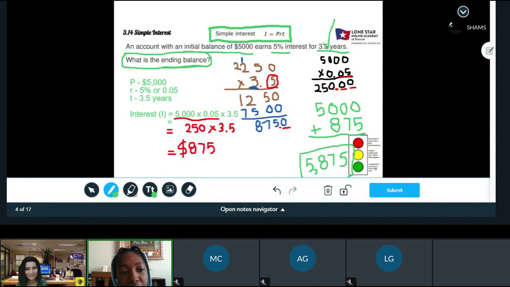Why would you add the 5,000 to the 875? Who can answer Fatu's question? Why do we add them? Ben, go ahead. Because it's asking the ending balance, and the 875 is the interest. Plus, and then you add it with the initial balance. Fatu, that makes sense? Yeah, because this person already had 5,000.